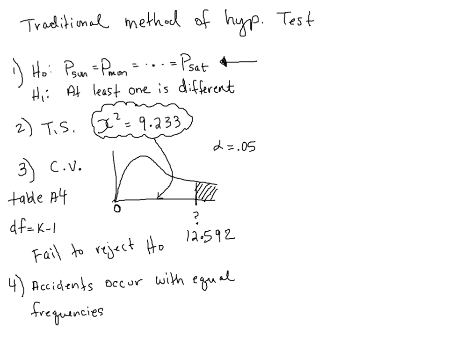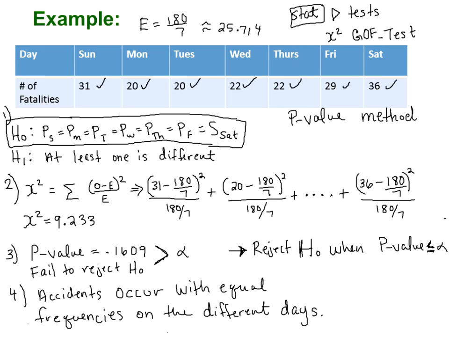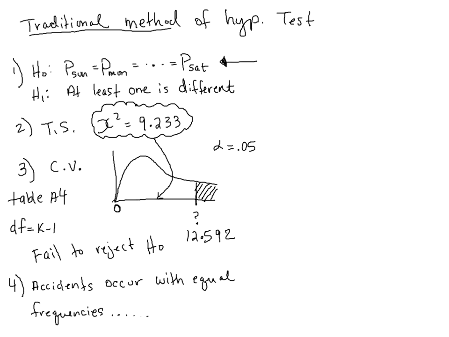All right, so there, accidents occur with equal frequencies on different days. And that, let me just put dot, dot, dot, because it's the same conclusion as before. So you have the traditional method of hypothesis testing, and we have the p-value method, which is what I first went over. So the traditional method and the p-value method. Are there any questions?